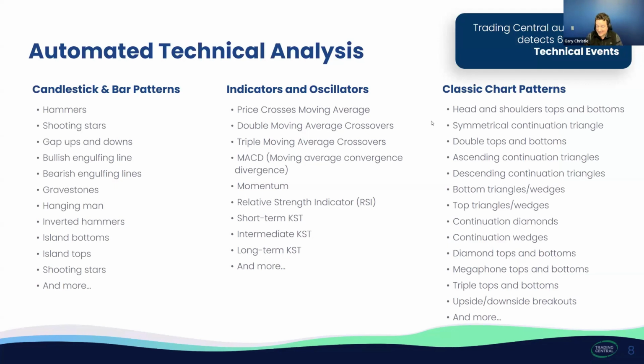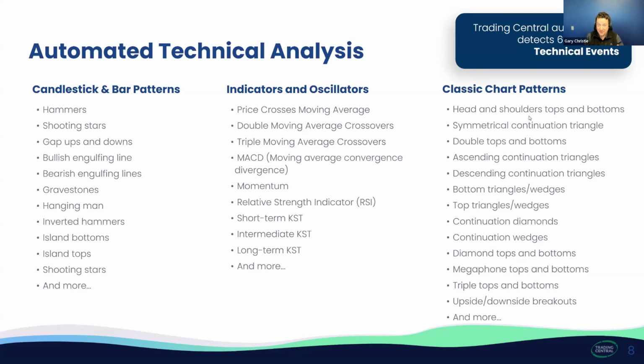We talk about classic bar and candlestick patterns. These are Japanese candlesticks. They all have their own reversal patterns and continuation patterns. Then we have indicators and oscillators, so we can detect if an RSI, relative strength index, or a MACD, moving average convergence divergence oscillator, are bullish or bearish. And then we have the real fun, my favorite, the classic patterns, right? These are the ones that have images on a chart.